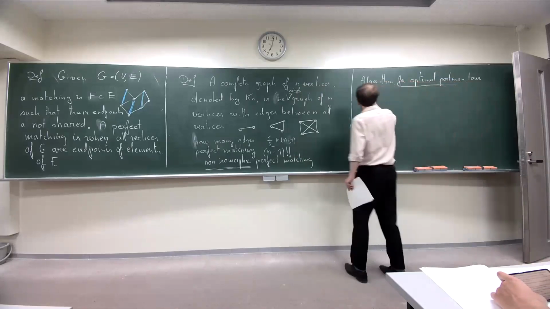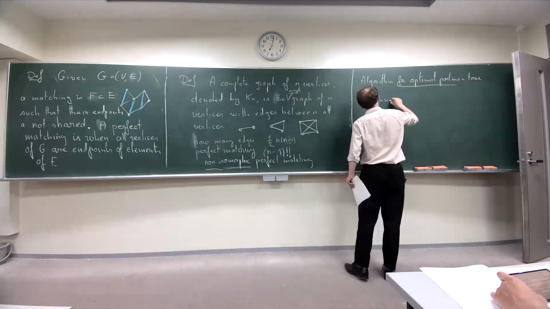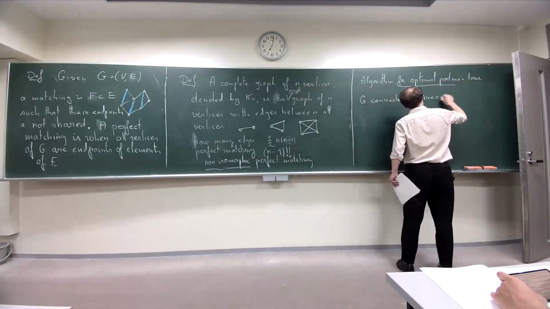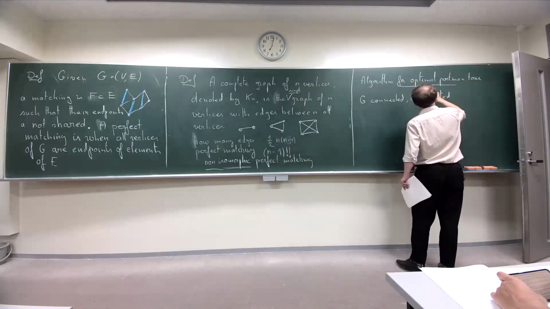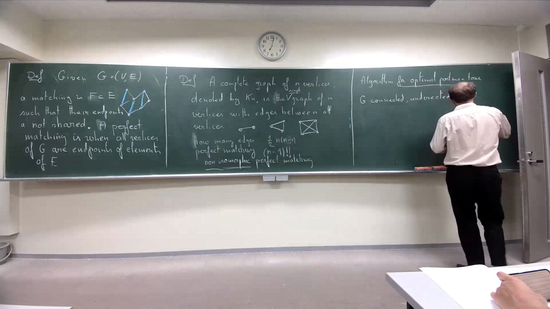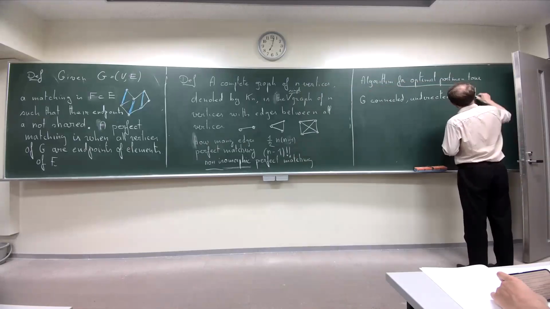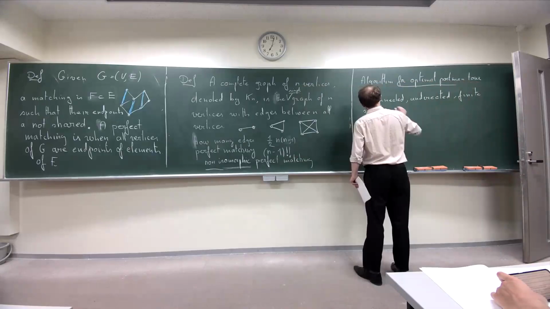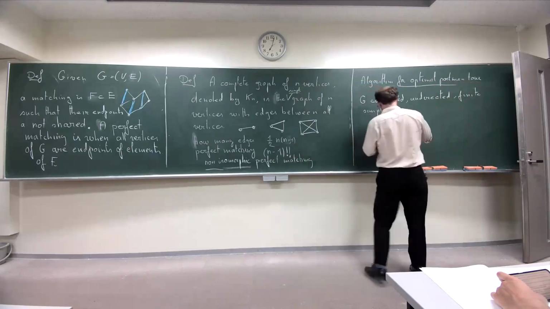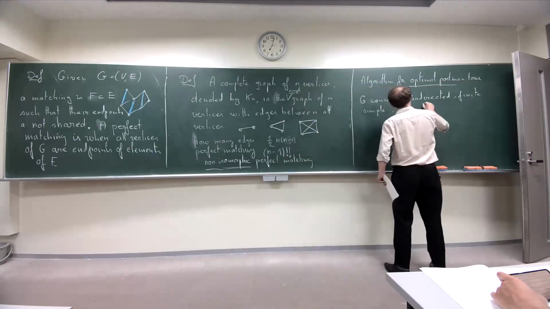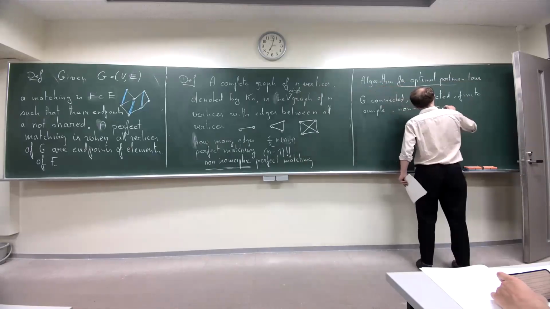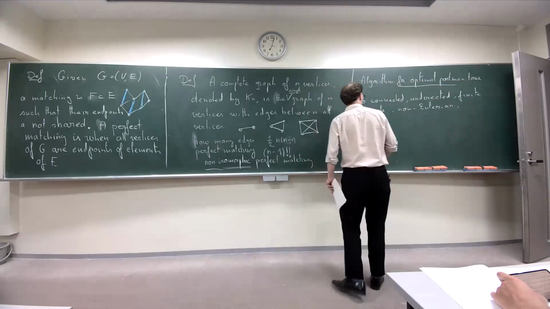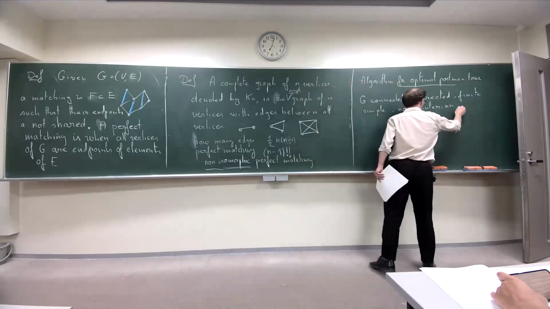So what are the assumptions? G is connected, undirected. You can do the directed one, but it's more difficult. Undirected, finite, simple, so I don't want loops or multiple edges. And non-Eulerian, because if it is Eulerian, it's trivial. And that's all the assumptions.